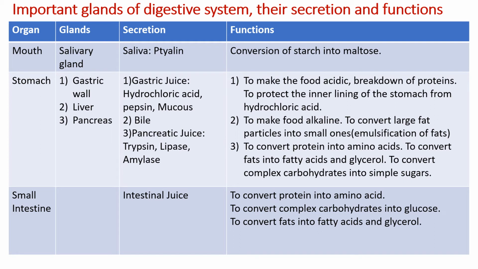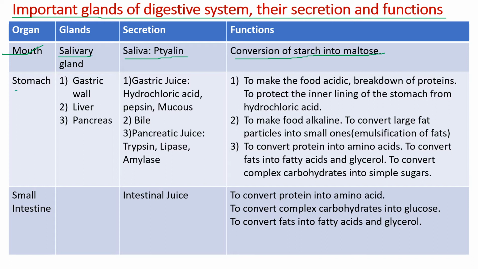Now let us learn some more about the important glands of the digestive system, their secretions and functions. First organ is the mouth. Its related glands are the salivary glands. They secrete saliva, or ptyalin as it can be called. Its function is to convert starch into maltose.